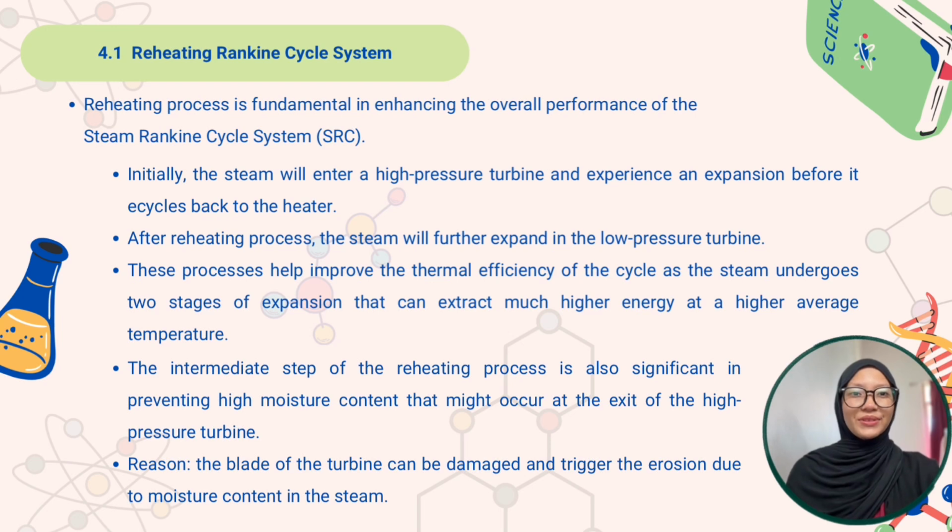By utilizing 2 stages of expansion, we can extract much more energy at a higher average temperature, which directly boosts the cycle's thermal efficiency. Crucially, this intermediate reheating step also prevents high moisture content from forming at the exit of the high-pressure turbine. This matters because excessive moisture can severely damage the turbine blades and trigger erosion over time.